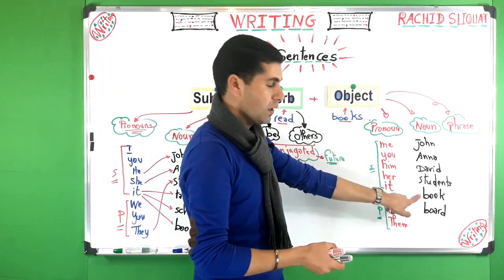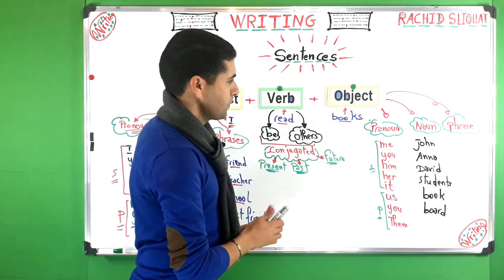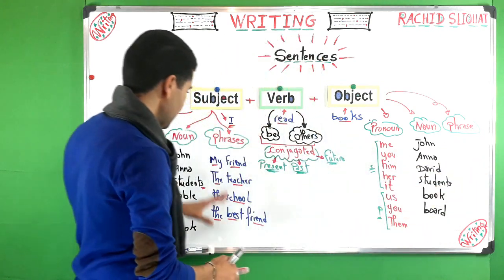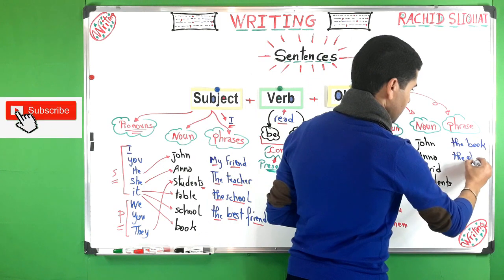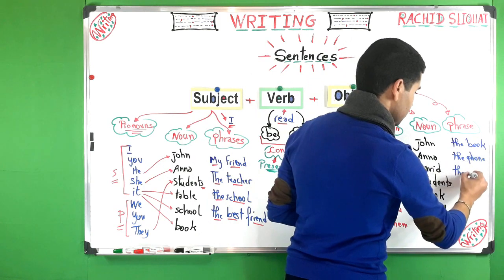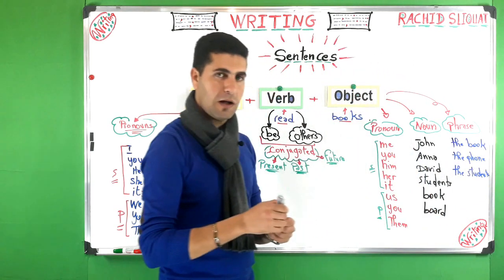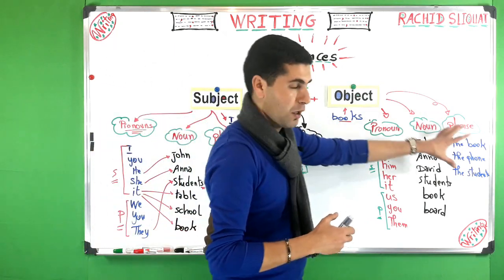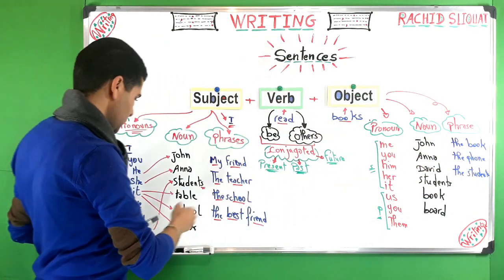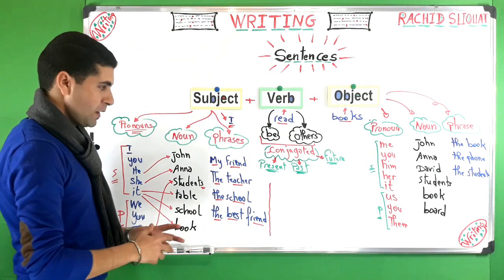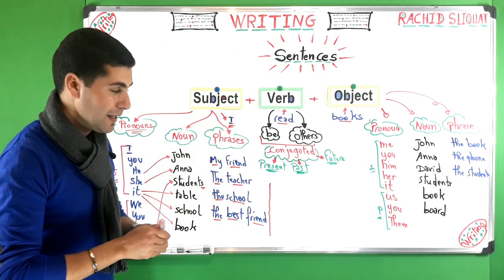So books here is the object. Phrases like these ones, we can say, for example, the book, the phone, the student, etc. These are examples of phrases with two components, or more than two components.